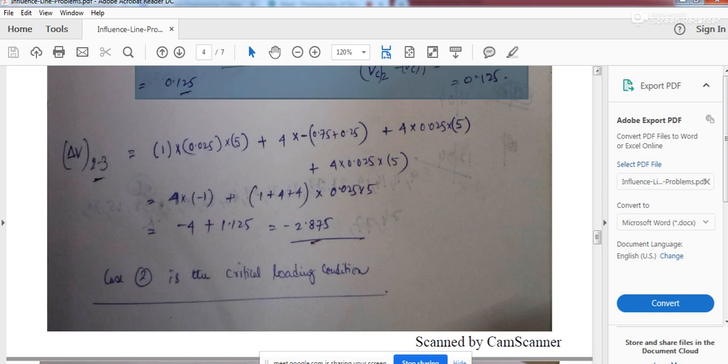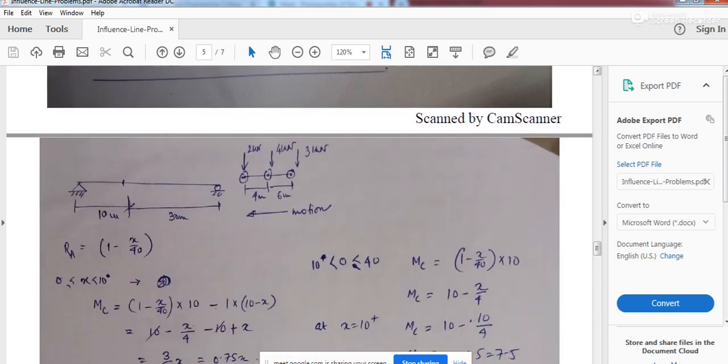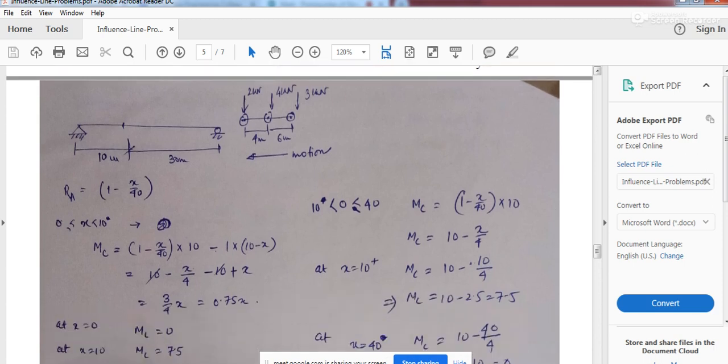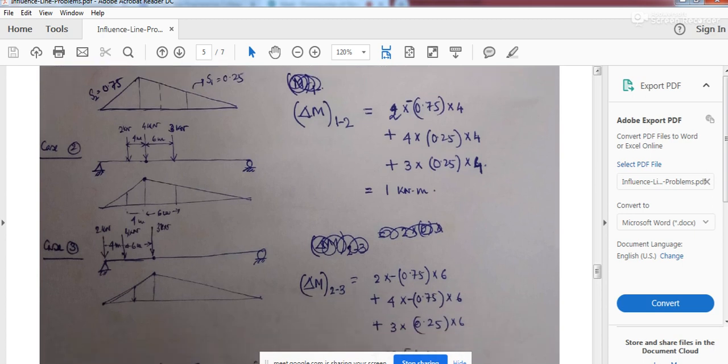If you have any doubt, we will discuss it in the next class, and we will take up another problem for this change in slope method: how to find the maximum moment at a particular position because of a series of concentrated loads. The next problem I have taken is about the moment. We will discuss it in the next class.